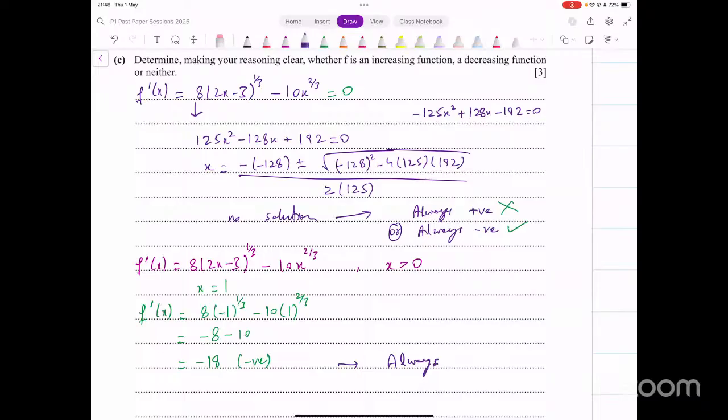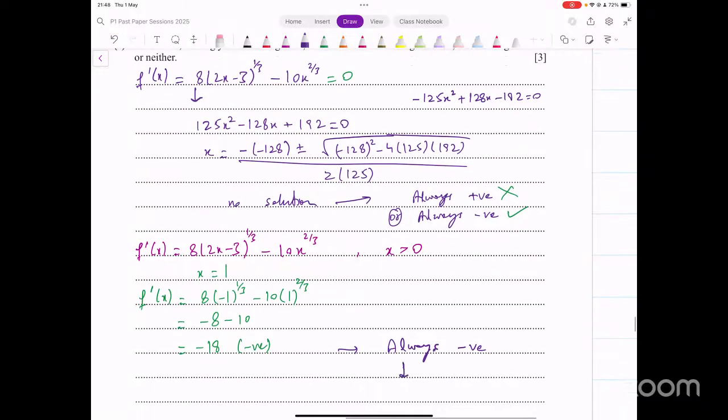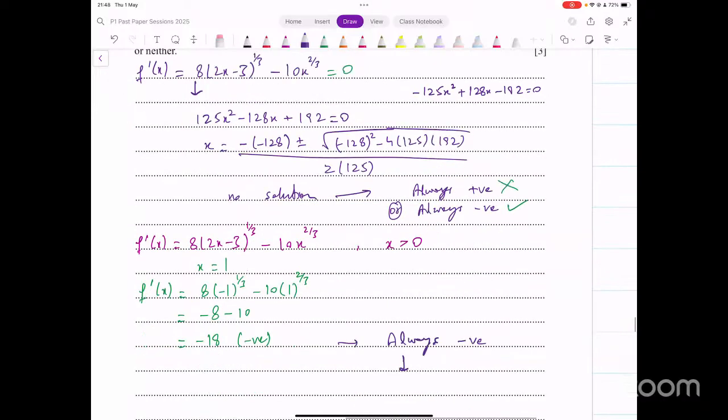For that reason, we could just check one value. If one value is negative, that proves that this is always negative, because it had to be one of these two cases, and that shows that this is a decreasing function for that reason. Now, this is one idea.